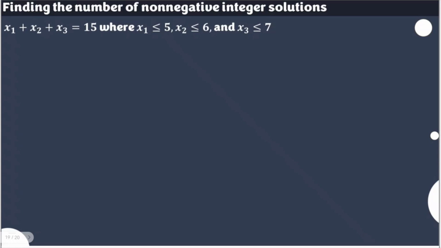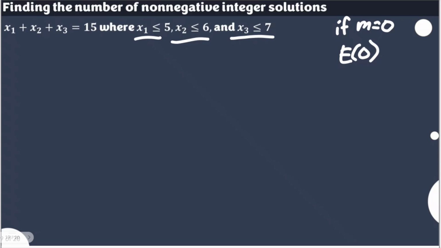Hello everyone! This is one of those examples where the generalized principle of inclusion and exclusion is very useful, especially when we talk about E of 0 already discussed earlier. This is what will happen if m is equal to 0. We have here to find the number of non-negative integer solutions for x sub 1, x sub 2, and x sub 3 if their sum is 15, but given that our x sub 1 is 5, x sub 2 is 6, and x sub 3 is 7.